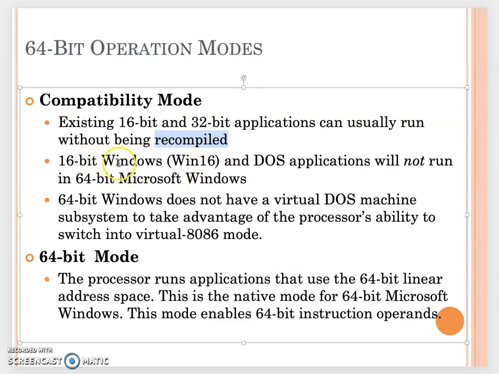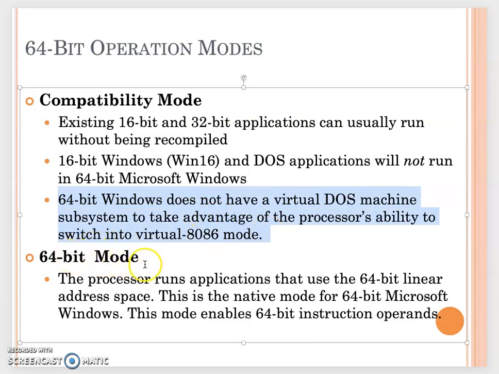In 16-bit Windows and DOS systems, they use Win16. This is really out of date, so they can no longer run in 64-bit Microsoft Windows. Also, 64-bit Windows doesn't have a virtual DOS machine subsystem to take advantage of the processor's ability to switch into virtual 8086 mode. So in the 64-bit environment, we don't really have any MS-DOS that we can use.